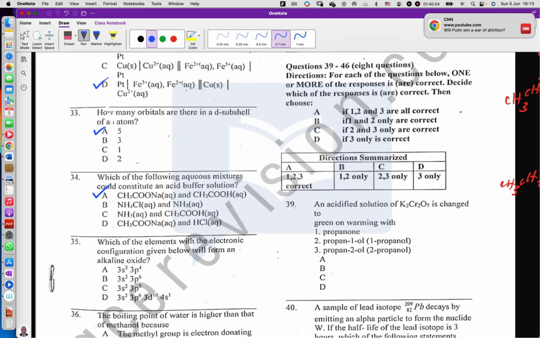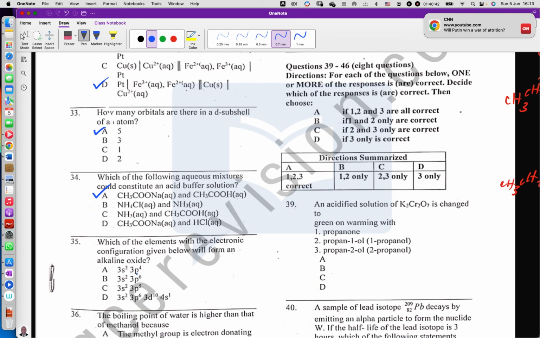Now we have 35. Question 35. Which of the elements with the electronic configuration given below will form an alkaline oxide? An alkaline oxide is an oxide of a metal, especially a group 1 metal. An alkaline oxide is a basic oxide, one and the same thing, and usually of a group 1 metal.